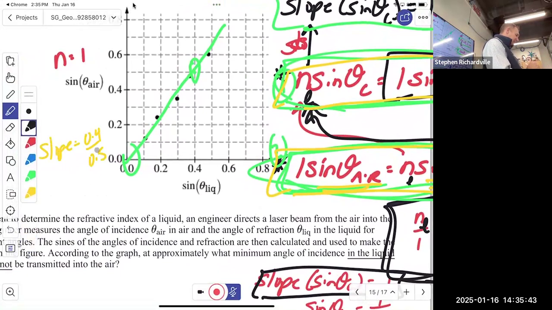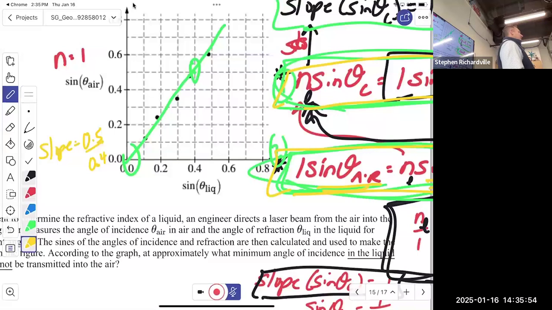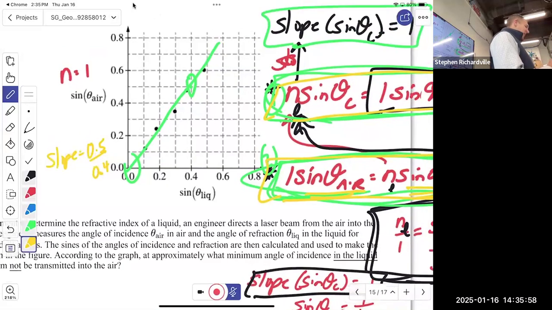0.5 over 0.4. No, come on, man. That's 1 over. Come on, bruh. No, that's what I was saying. Is that okay? So 1 over the slope ends up being 0.8.